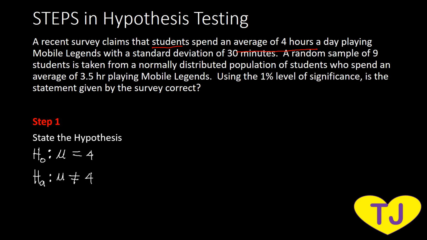And by that one, we can say that the statement is incorrect when that is not equal to 4. So that is why we're using not equal to 4. Now, next, after stating the hypothesis, we move to our second step.